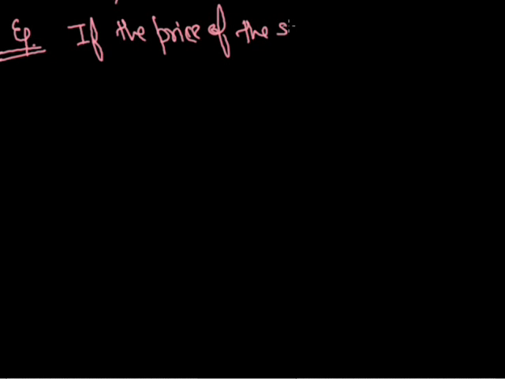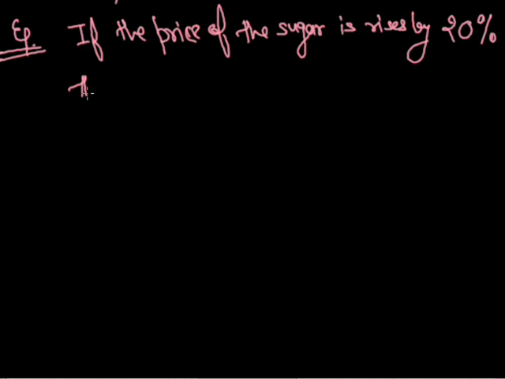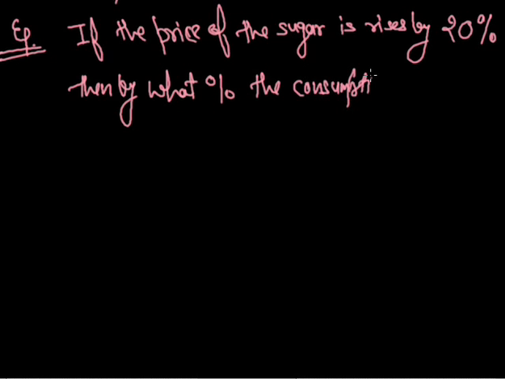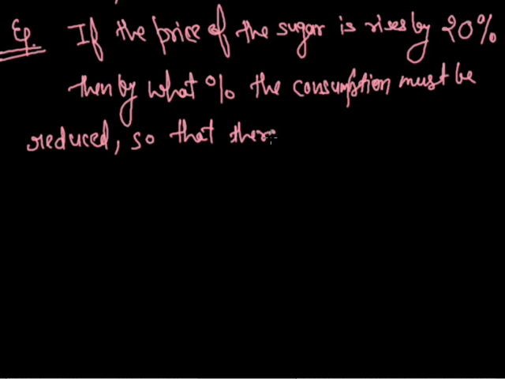Now let us do the next sum. It is given to us as: if the price of sugar rises by 20%, then by what percentage must the consumption be reduced so that there is no change in the expenditure?